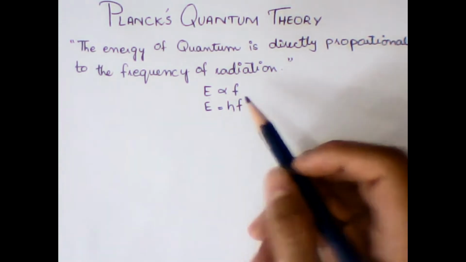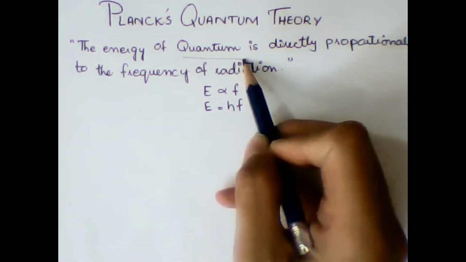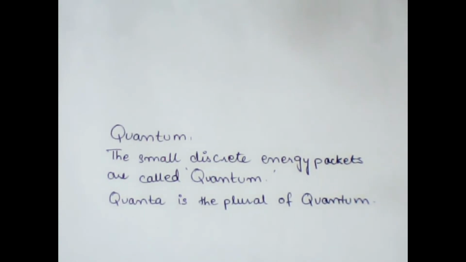Now before we go further, let's understand the term quantum. A quantum is a small discrete energy packet, or you can say the carrier of energy. Quantum is solely composed of energy. Quanta is the plural form of quantum.